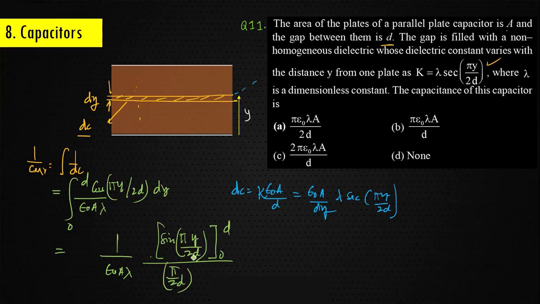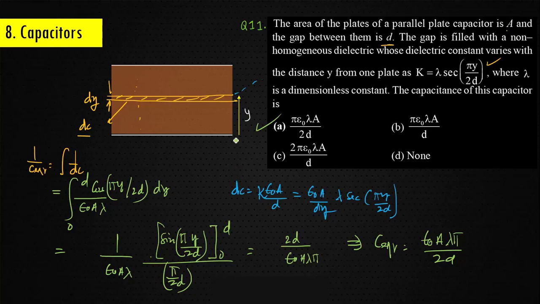For d it becomes pi by 2, for 0 it becomes 0. So sin of pi by 2 means 1. Ultimately what I am getting is 2d by epsilon naught A lambda into pi. That is just 1 upon C equivalent. So C equivalent should be equal to epsilon naught A lambda pi divided by 2. That will be your answer. Okay, so that is the first one.